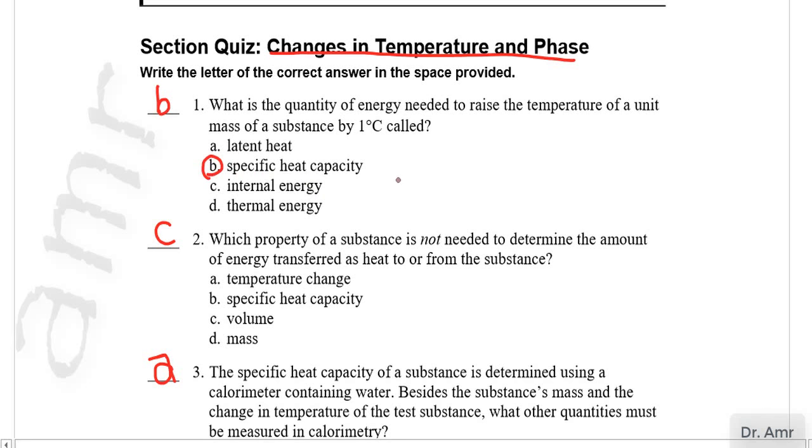Question number 2. Which property of a substance is not needed to determine the amount of energy transferred as heat to or from the substance? طبعا الإجابة هنا number C. هنا البروبرتي بتاعت الفوليوم هي الوحيدة مش مهمة عشان نحدد الاماونت of energy اللي بتتنقل من أو from a substance.